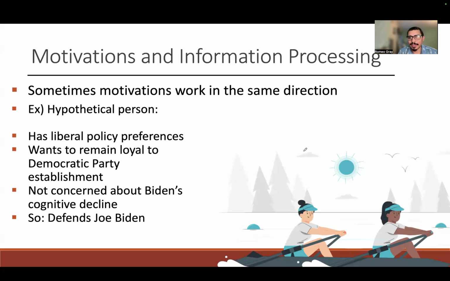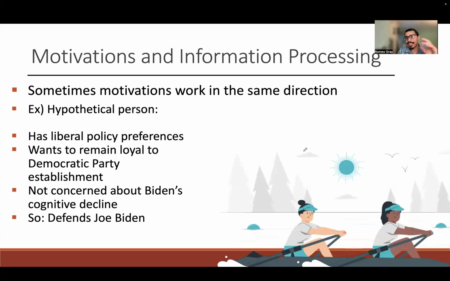So that is what happens if you notice that all of these motivations nicely point to the same conclusion, which is, support the Democratic presidential candidate. If you're liberal, you're almost certainly going to be motivated to support the Democratic presidential candidate. If you want to remain loyal to the Democratic Party establishment, well, voting for and supporting the Democratic presidential candidate turns out very consistent with that motivation. Not worried about Joe Biden's cognitive decline? Well, that's good, because if you were, you might be hesitant to support Joe Biden as opposed to somebody else. So all of these different motivations lead to the same conclusion, to defend Joe Biden.